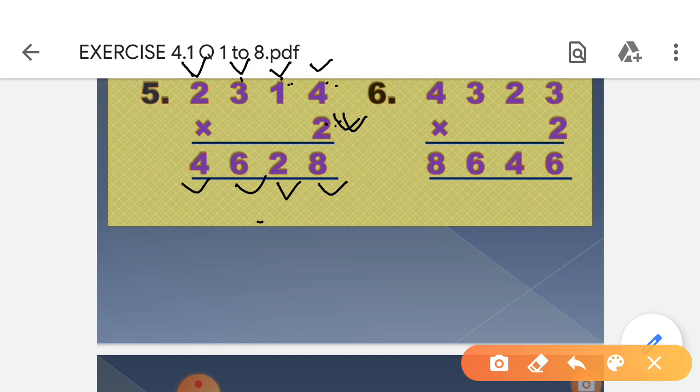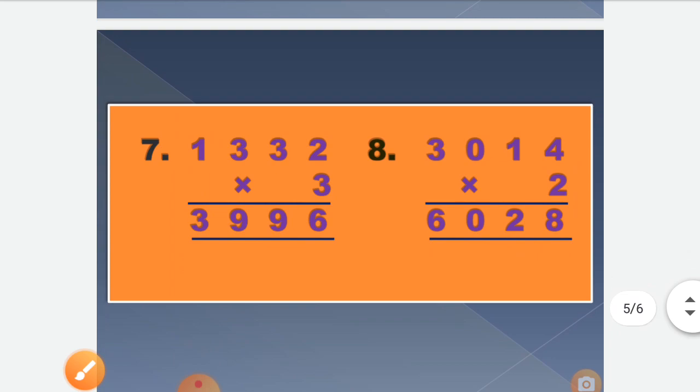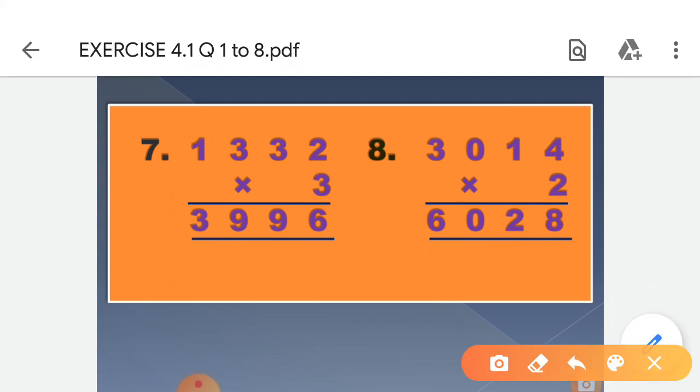Now in question number 6, the number which is present at ones place is 3. So 3 twos are 6. At tens place the number is 2. So 2 twos are 4. At hundreds place the number is 3. So 3 twos are 6. At thousands place the number is 4. So 4 twos are 8. Now 2 more are left that we are going to solve.